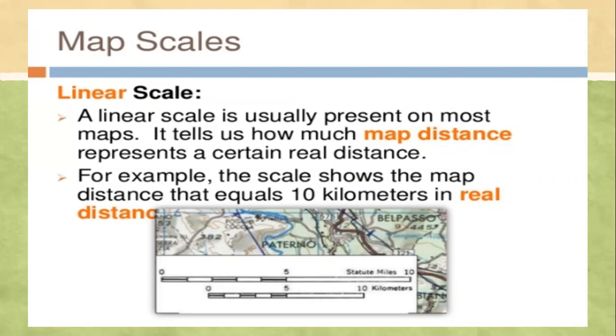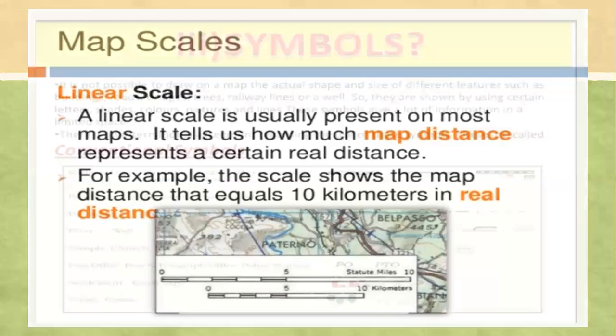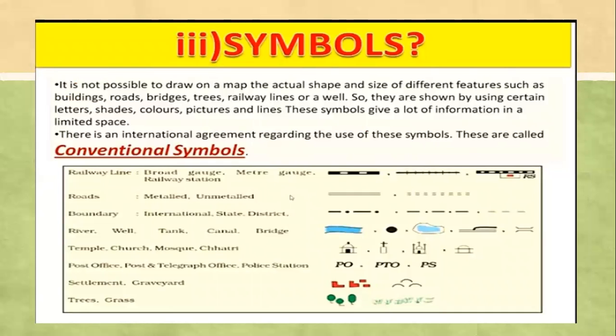Okay, for example, the scale shows a map distance that is equal to 10 kilometers. As I told you, 1 centimeter is equal to 10 kilometers. Here, the map distance is equal to 10 kilometers in real distance. Now students, if you represent it in fraction form, it will be distance on the map divided by distance on the ground. Means, 1 centimeter, you will divide by the 10 kilometers, and there you will get the exact location. Now this is all about the scale.